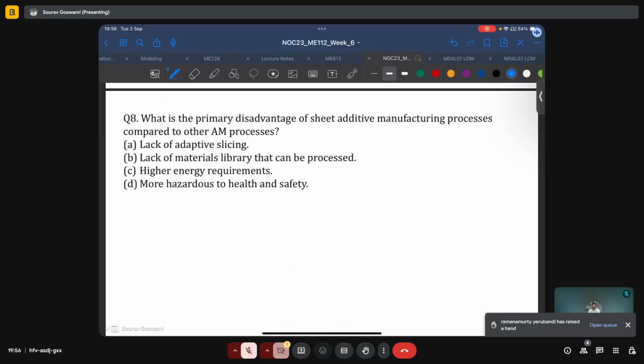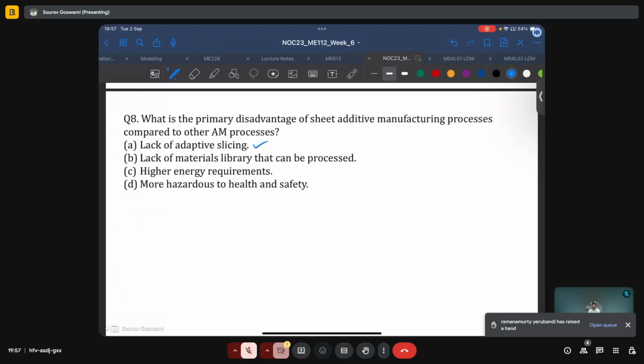Lack of adaptive slicing is indeed true, because here we saw that in this case, the layer height was equal to the thickness of the sheet feedstock which was being used, which would still be, say, in several hundreds of micrometers. But the problem is that we cannot adapt it to, say, better approximate a region of high curvatures, for instance.